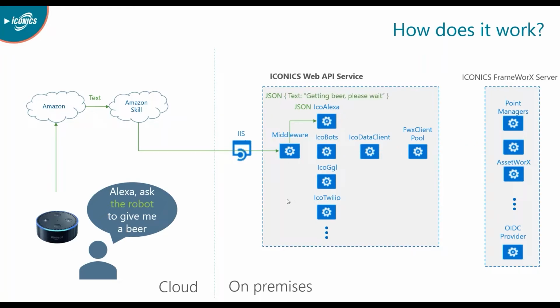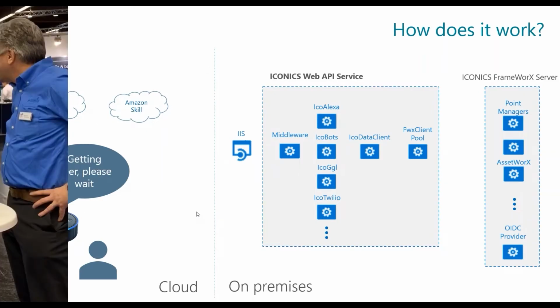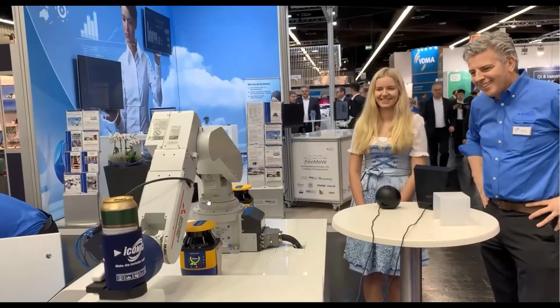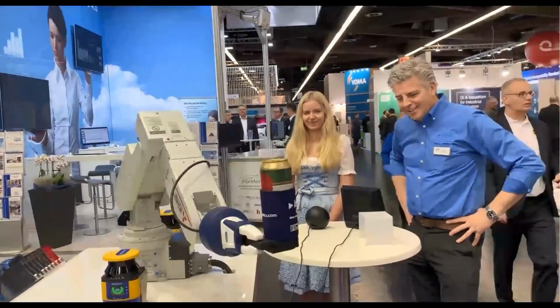So that's going to go back to the plugin, and the plugin is going to say, okay, this is the response I want to send back to the Alexa device. So it may say, okay, getting beer, please wait. So that goes back through the cloud, back through the skill in the Amazon cloud, and then it's going to come back to the device as a synthesized voice response. And it's going to say, okay, getting beer, please wait. And so visually, this is what it's going to end up looking like. The robot is going to get you a beer.